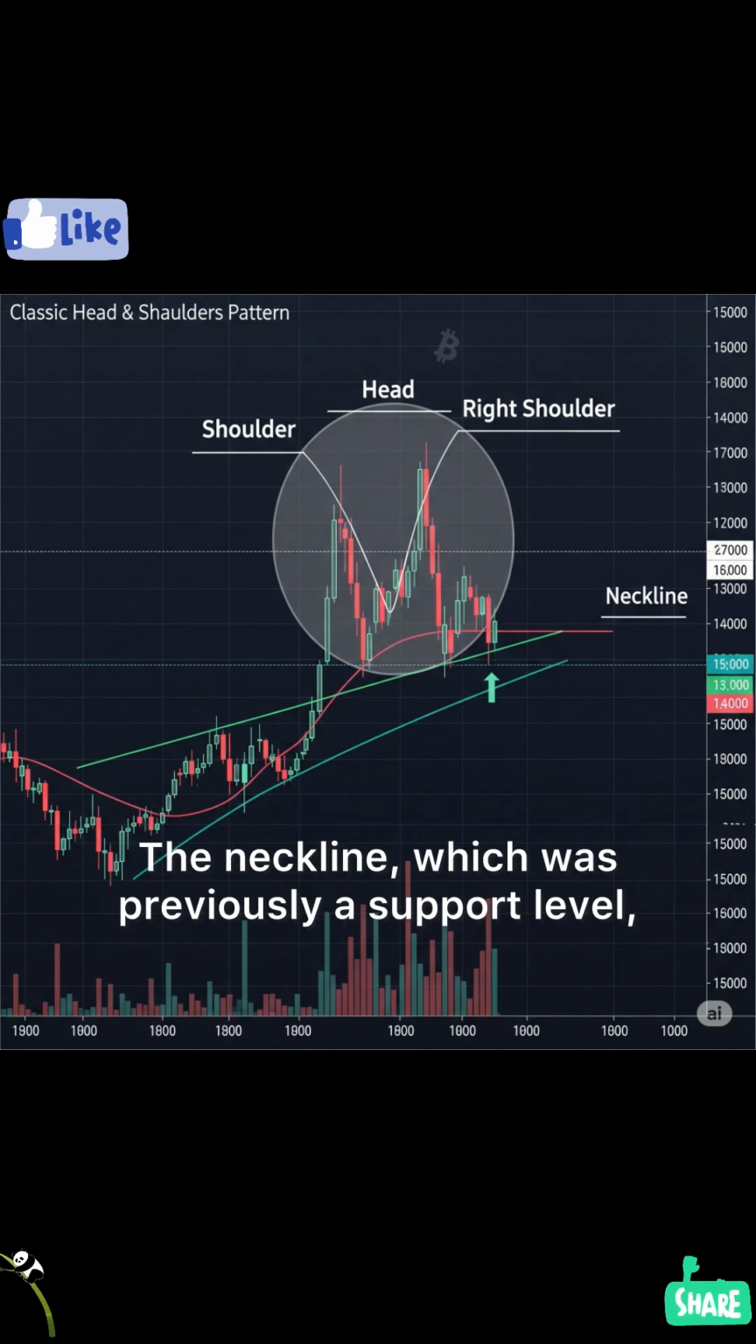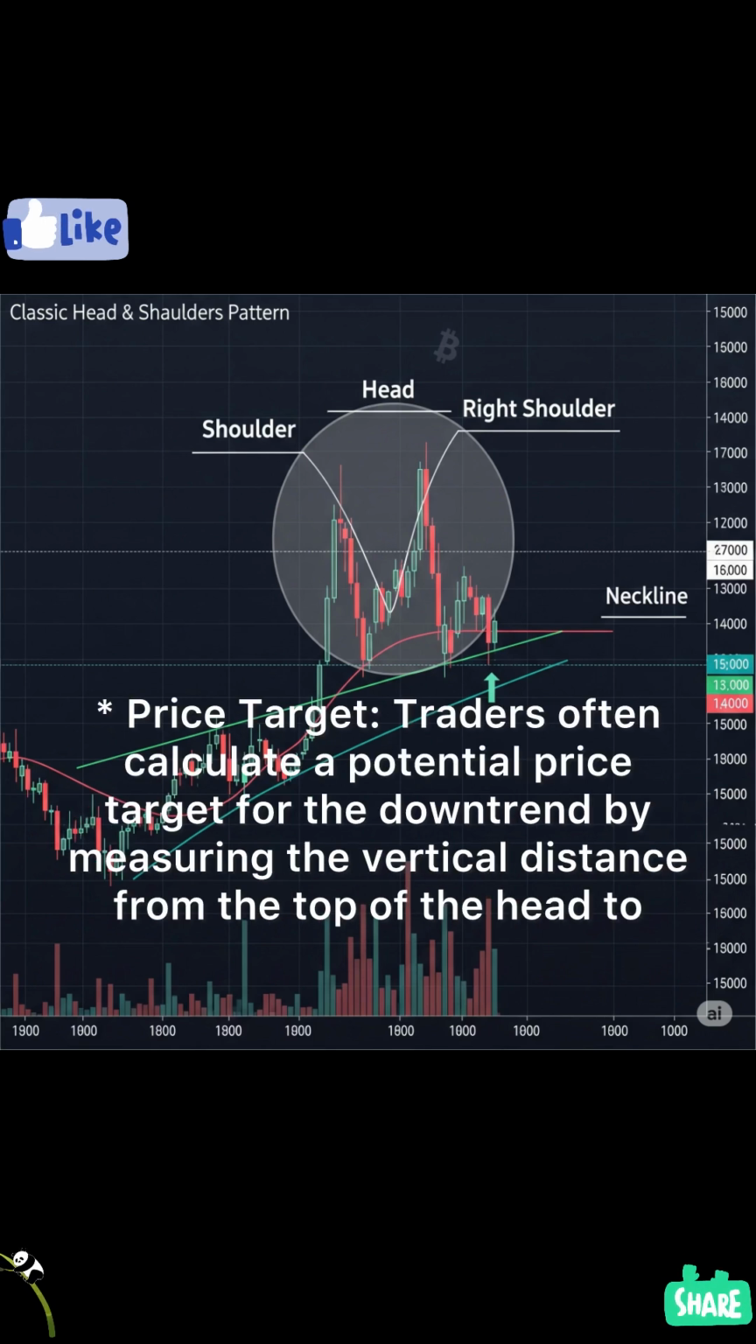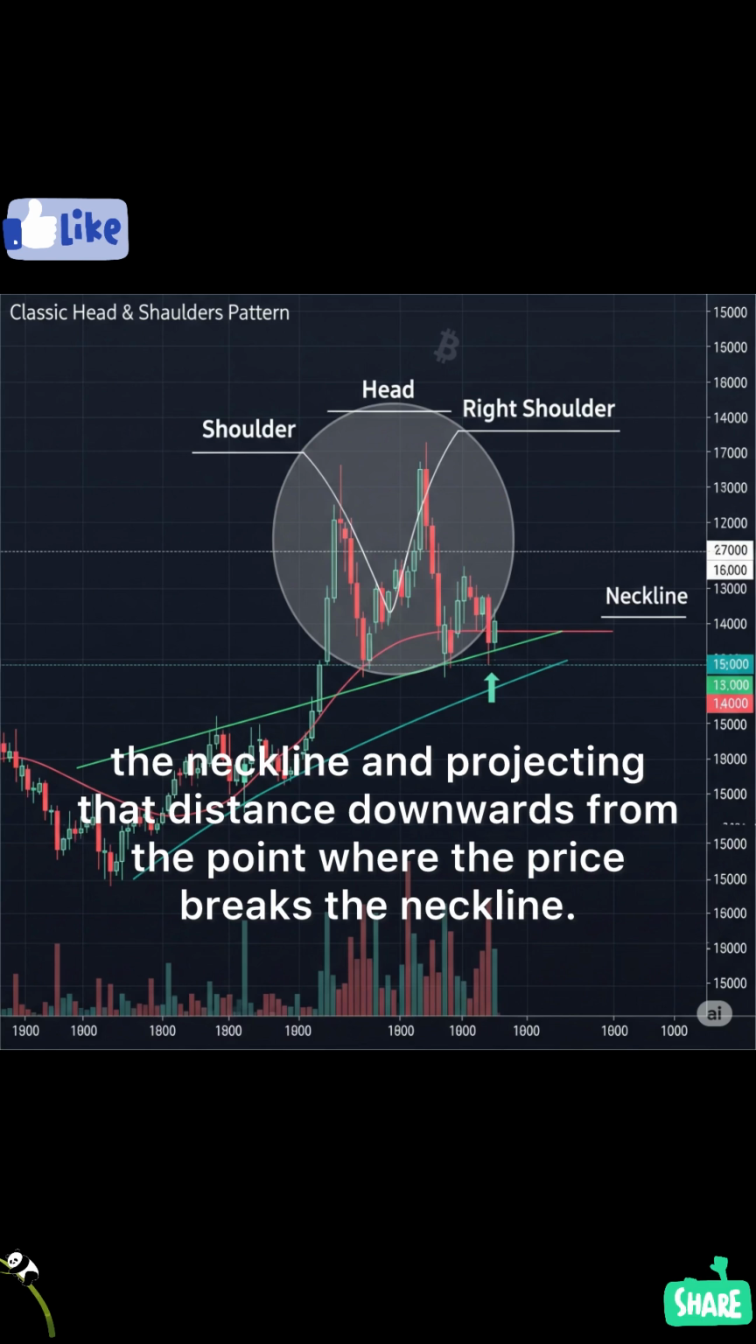The neckline, which was previously a support level, often acts as a resistance level if the price attempts to retest it from below. Price target: traders often calculate a potential price target for the downtrend by measuring the vertical distance from the top of the head to the neckline and projecting that distance downwards from the point where the price breaks the neckline.